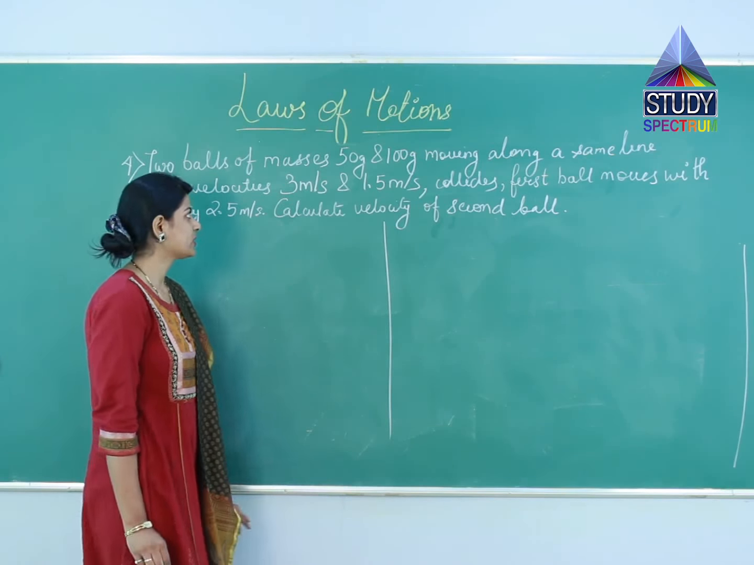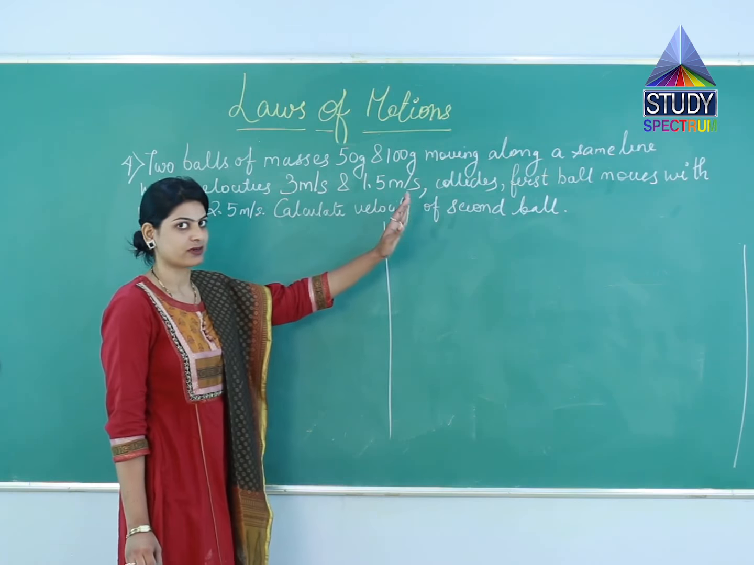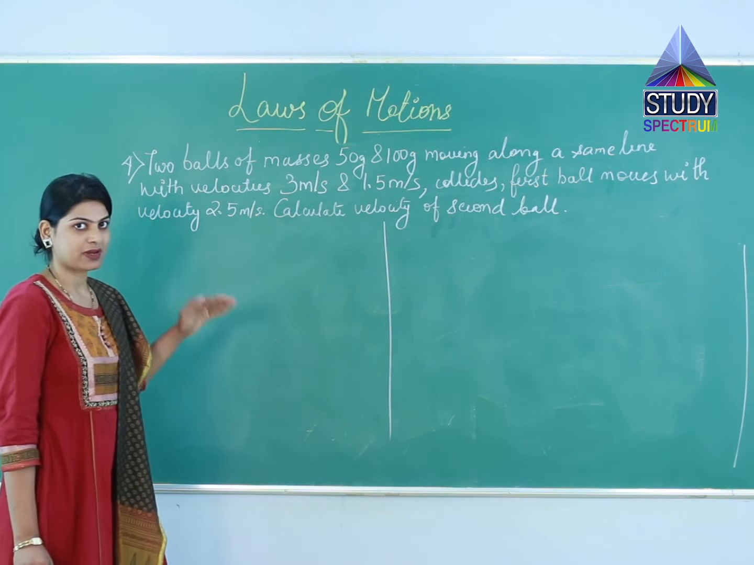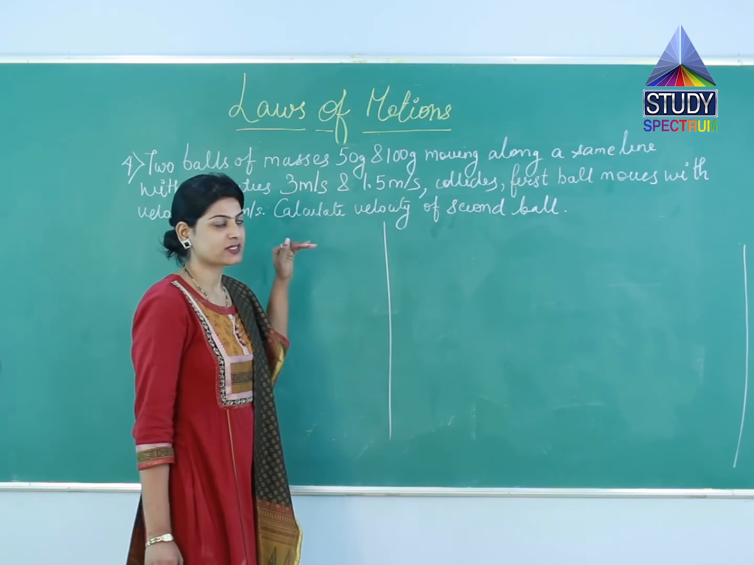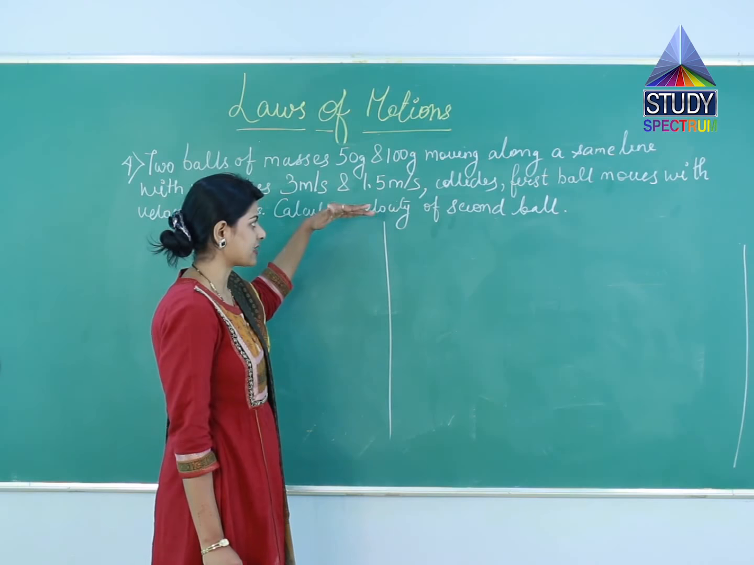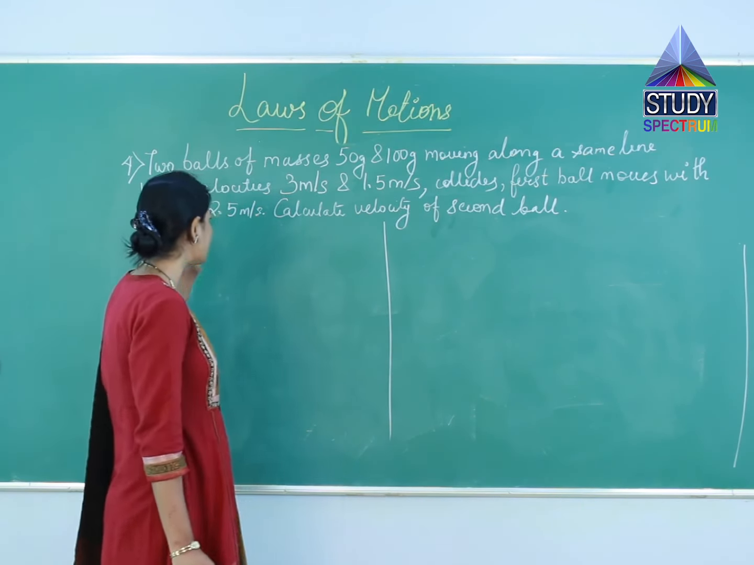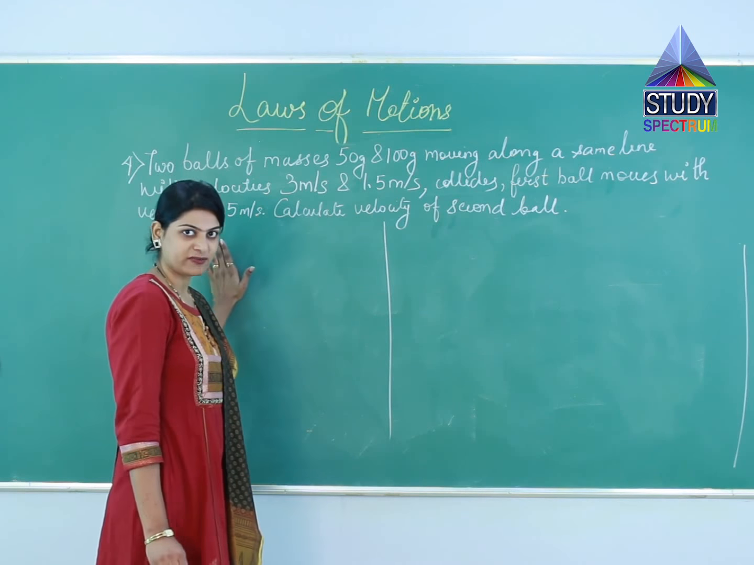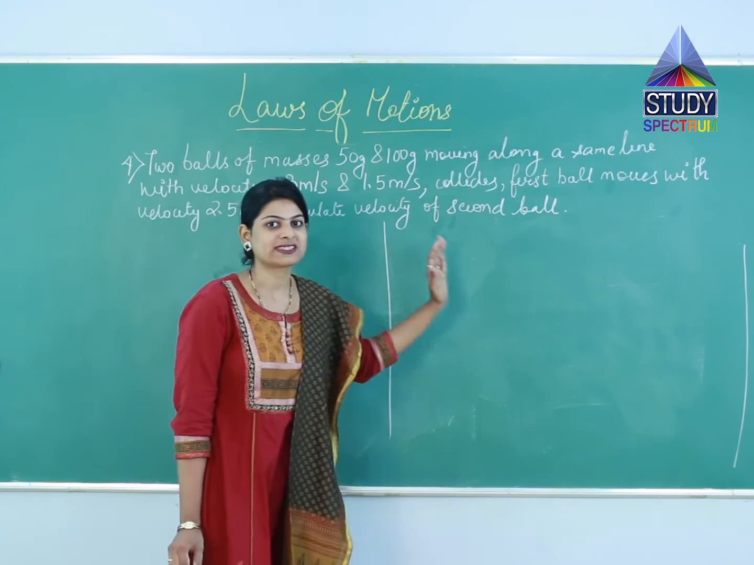The fourth question is, there are two balls of masses 50 grams and 100 grams. They are moving along the same line, and they collide. The initial velocities of the two balls are 3 meters per second and 1.5 meters per second. After collision, the first ball starts moving with a velocity of 2.5 meters per second, and we have to calculate the velocity of the second ball.